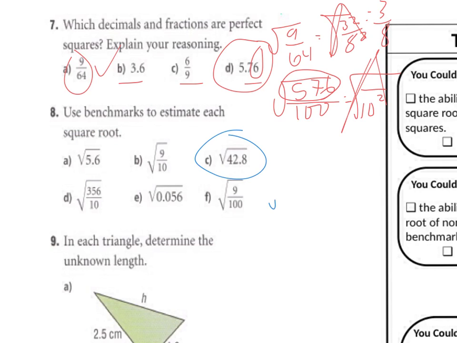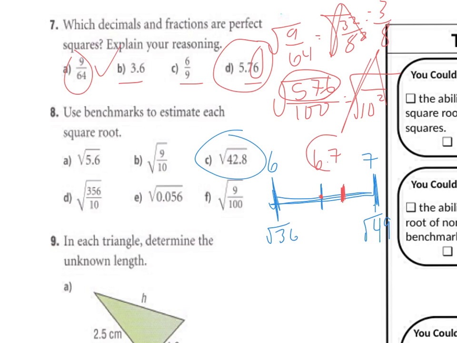So we know that our number line, here we go, the closest perfect square to 42 is 49, which is 7. The one to the left of that would be 6, because 6 times 6 is 36. It's the halfway point. 42.8 is about here, and that's about 6.5, so 6.7. And so the estimate is about 6.7 using benchmarks. So those are your benchmarks.